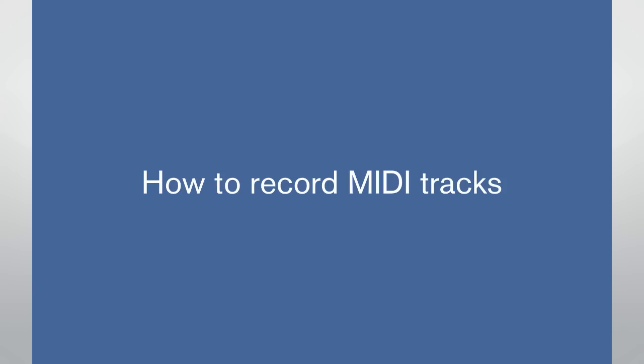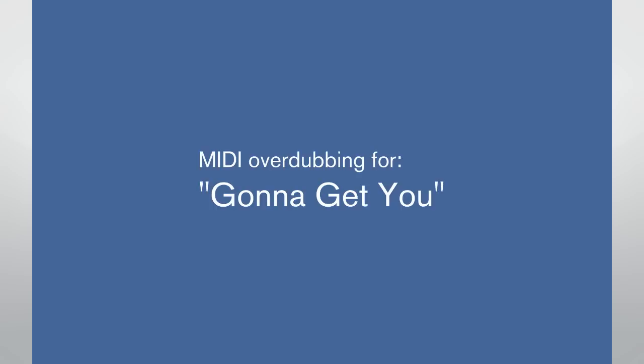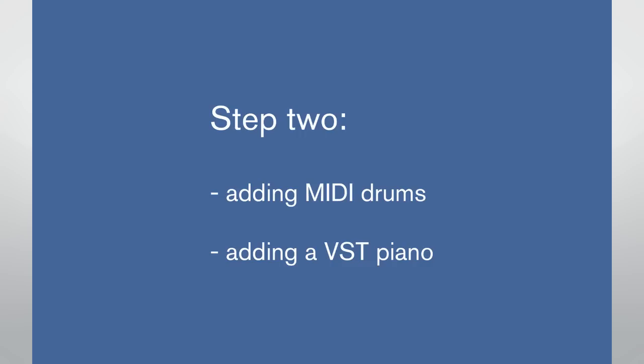In this chapter, we'll cover the basics of MIDI recording. We'll continue to work on the original song, Gonna Get You. So far, we've recorded a guitar part and vocal. Now it's time to add drums and a piano part using MIDI and VST instruments.